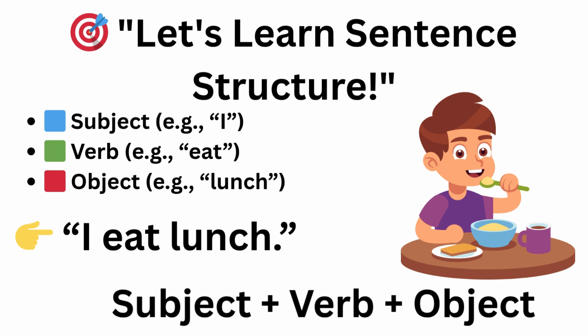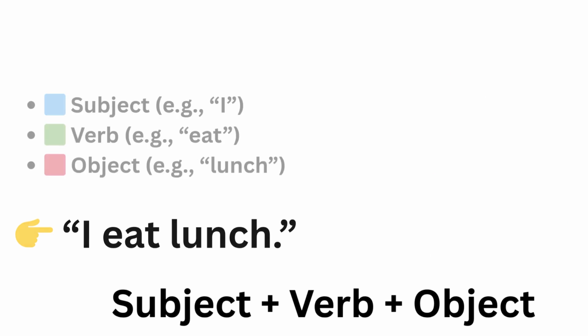Look at this. Subject: I, the person doing the action. Verb: eat, the action. Object: lunch, what the action is done to. Put them together and what do we get? I eat lunch. Yay! You just made a full sentence using subject plus verb plus object. Now let's learn more fun sentences together.